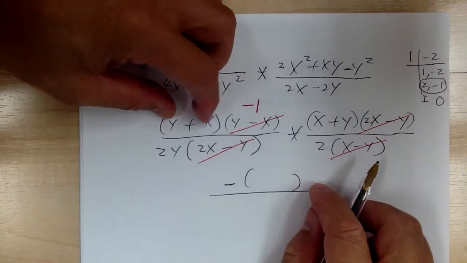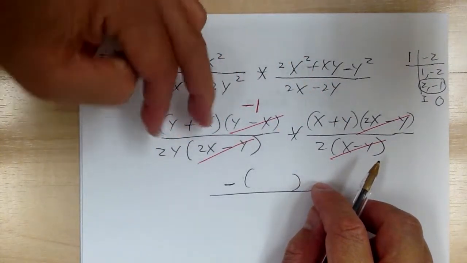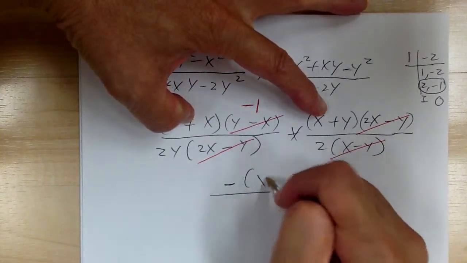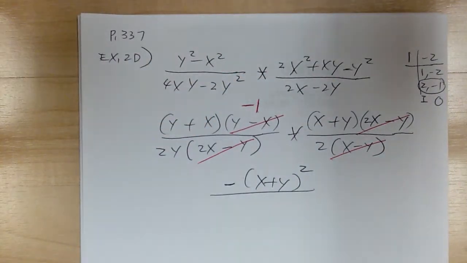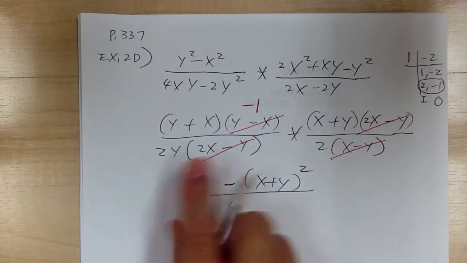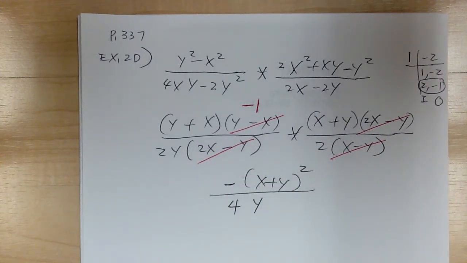Notice you got y plus x, you got x plus y. So they're the same thing, right? Addition is commutative, so you can switch. So you have two of the same things, so you got x plus y squared. Okay, that's the top. On the bottom, again, the number would be 4, right? 2 times 2 is 4. The alphabet would be the y, and there's no group. And that's it.